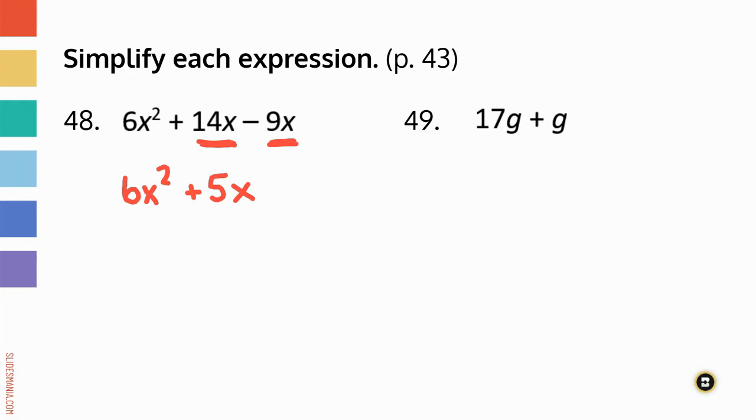Okay, in 49, we have 17g plus g. So anytime there's a variable with no number in front, put a 1. Sometimes it makes things easier to see. And then these both have a g, so that means we can add them together. So 17g plus 1g, we're going to do 17 plus 1, which is 18, and then we're going to keep the g. So the simplified answer is 18g.